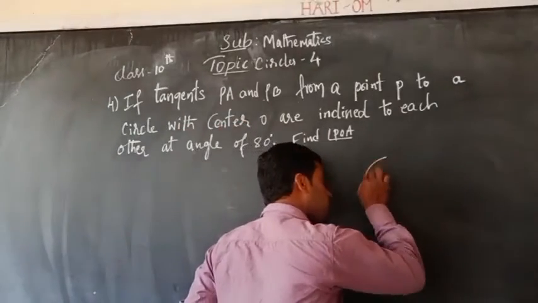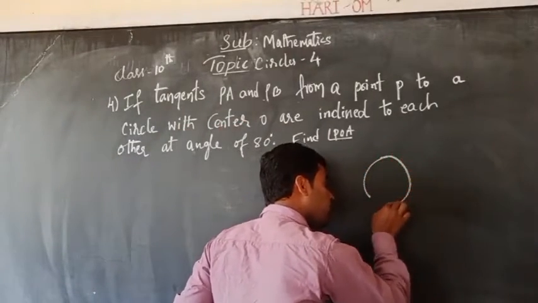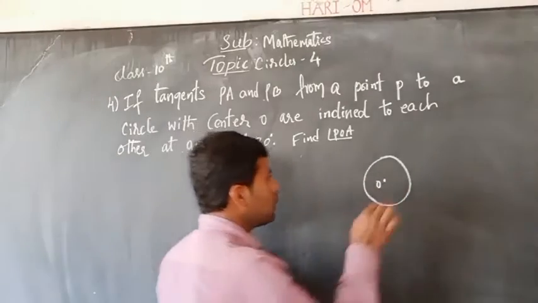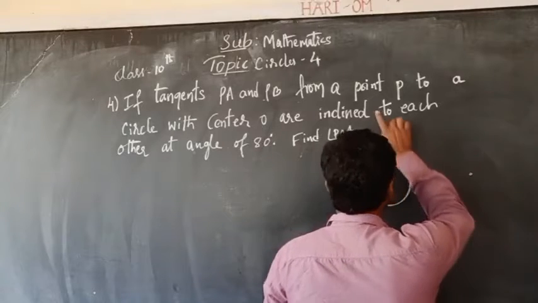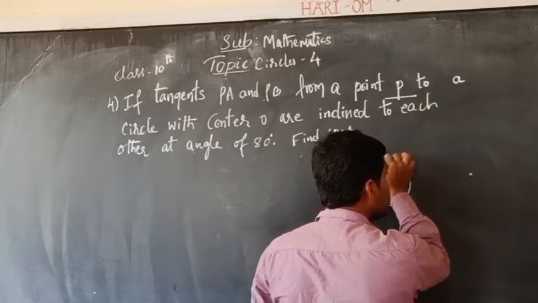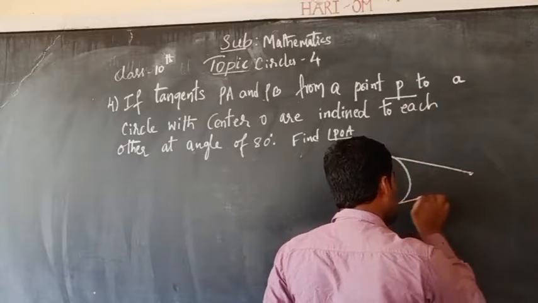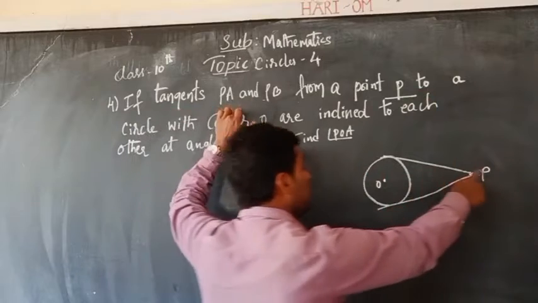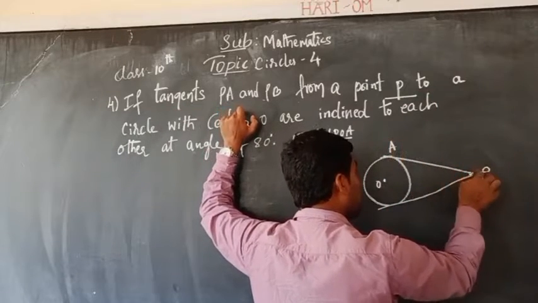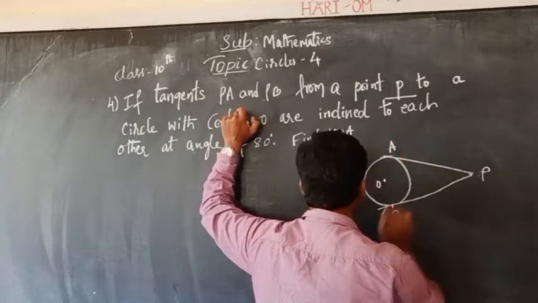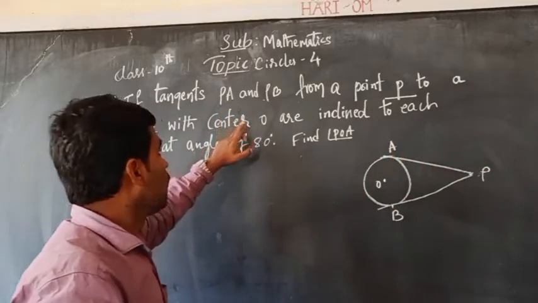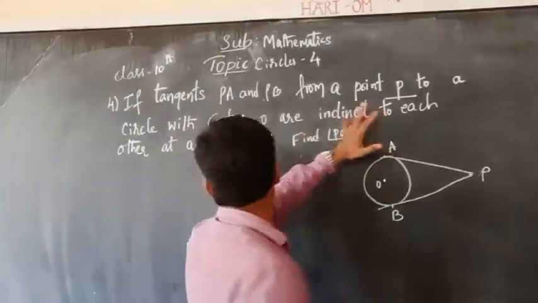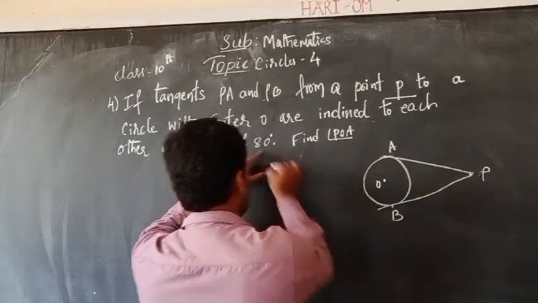That means here they are given a circle with the center point O and the external point P. P is the external point. Then PA and PB are two tangents with center O, inclined to each other at an angle of 80 degrees.